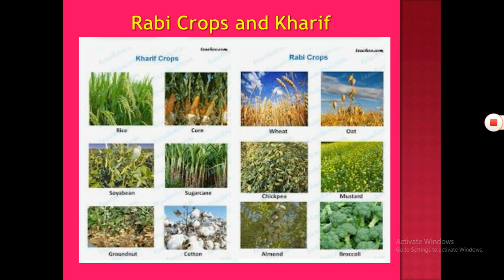Depending on the season of cultivation, in India we have two types of crops, kharif crops and rabi crops. The kharif crops include rice, millet, maize, cotton and jute. The rabi crops include wheat, grams, linseed, mustard. Kharif crops in summer and rabi crops in winter.